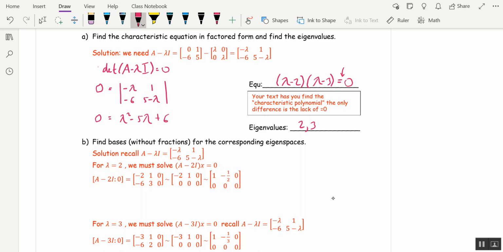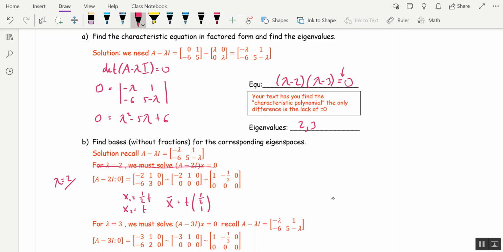If you were writing this down on a test, what would I want to see? You could take that out, and you could take this out because you would have had it written above, but you would just say, okay, I'm starting with lambda equal 2, and I'm going to reduce A minus 2I augmented with 0. And you go ahead and do that, which I did, and I get x2 is t, and x1 is 1/2 t. So my solutions look like t times (1/2, 1). So my basis vector, there would be one vector in the basis, and it would be (1/2, 1).